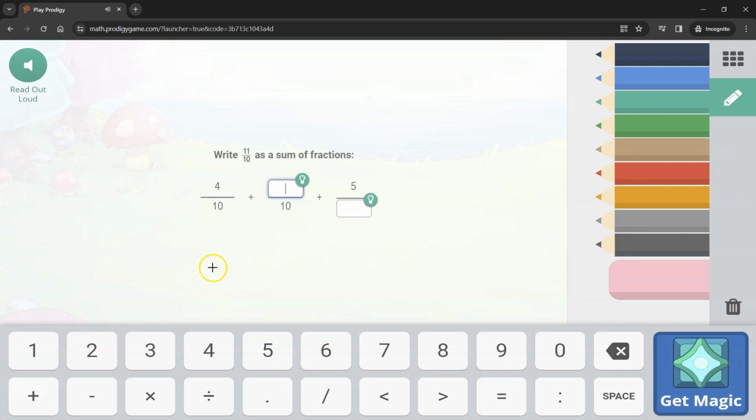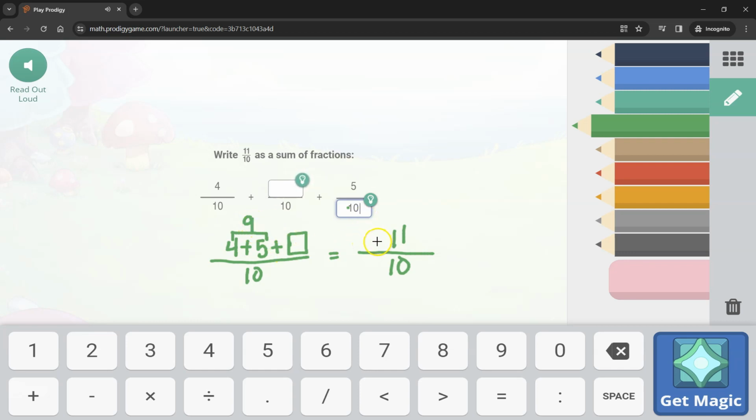All right, here we go. We're adding fractions. So we know we need it to be 11. We know this has to be 10 so that our denominators stay the same. We have a 4 in our numerator, we have a 5 in our numerator, and we don't have this other number. And I'm using the commutative property to change the order of my addition. So basically I'm saying 9 plus what number gives me 11? 9 plus 2.